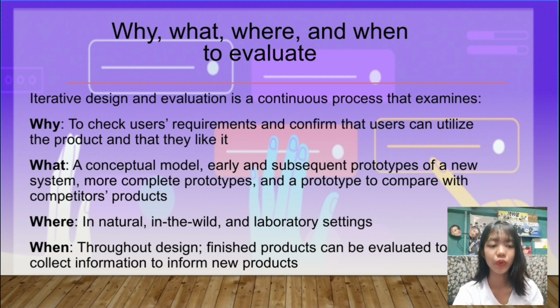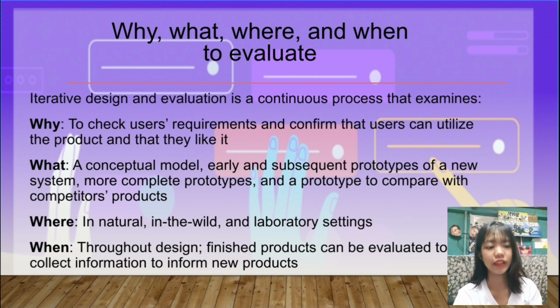Next is where to evaluate. In natural, in the wild, and laboratory settings. Where evaluation takes place depends on what is being evaluated. Some characteristics such as web accessibility are generally evaluated in a lab because it provides the control necessary to investigate systematically whether all of the requirements are met. This is also true for design choices such as choosing the size and layout of keys for a small handheld device for playing games.